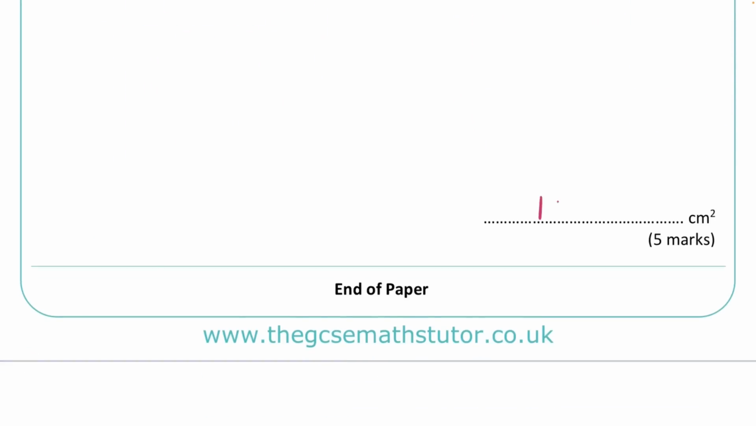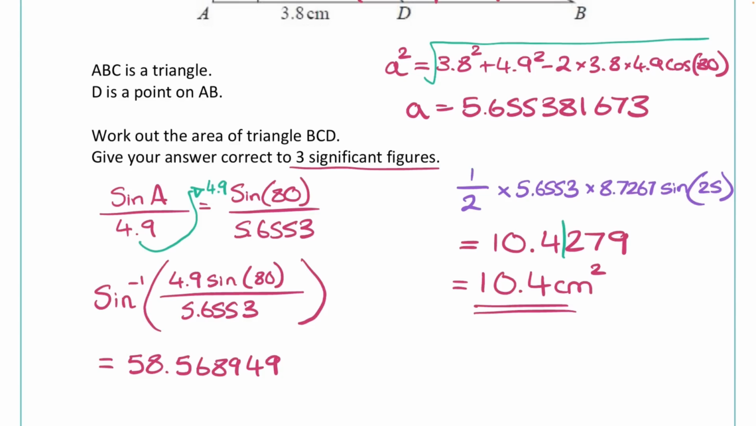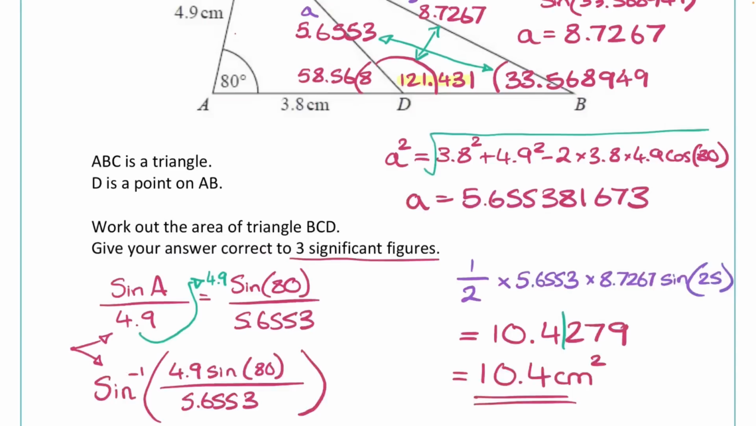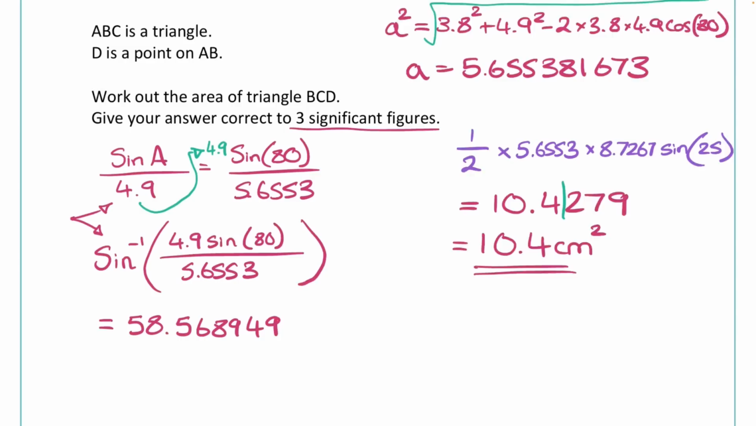It's 10.4. Obviously, the only thing that I wouldn't recommend is skipping some of the rearrangement steps like I've done there, unless you're very, very confident with it. So for example, here where I've jumped from there to there, I would have written the 4.9 sine 80 first and then done sine minus 1 maybe of my answer, or written down a few extra steps there. But there we go. There is the trigonometry question to finish the paper.